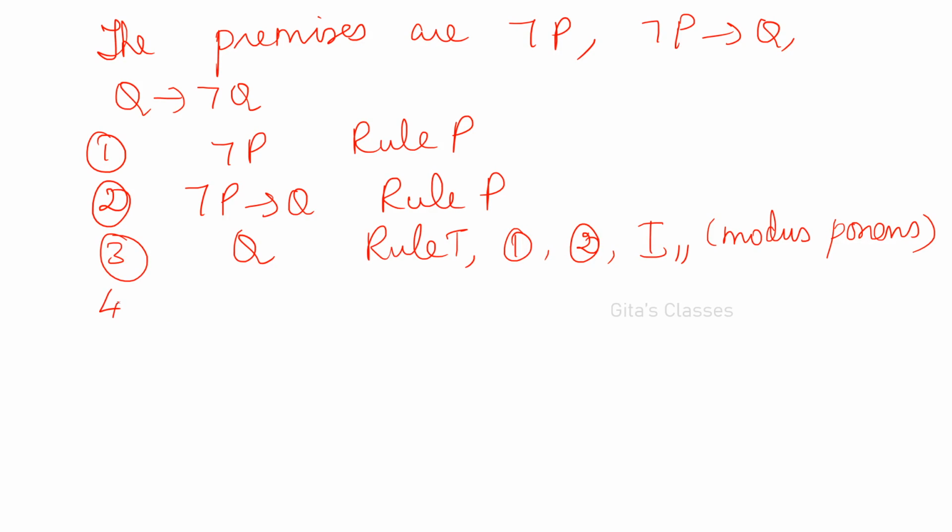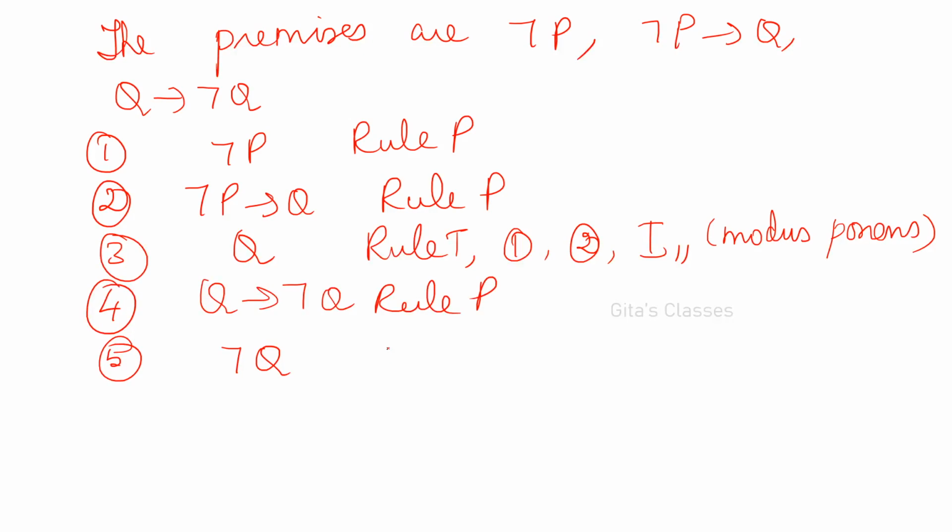Right? Next I am going to introduce Q conditional not Q. That is rule P. I am introducing a premise, therefore it is rule P. Now Q comma Q conditional not Q is not Q. That is rule T. From which steps? 3 comma 4. So I11 again, I11 modus ponens. You can write the name also.